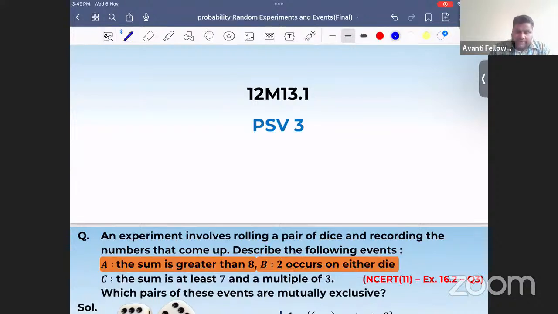Say you will get greater than 8 where the sum is 9. 9 we can get how many ways? 5, 4; 4, 5; 6, 3 and 3, 6. Got it? So 4 ways.